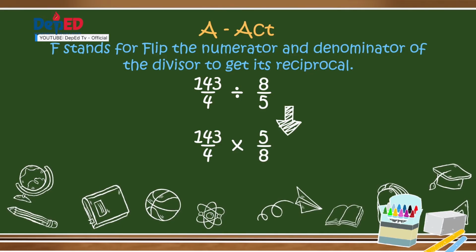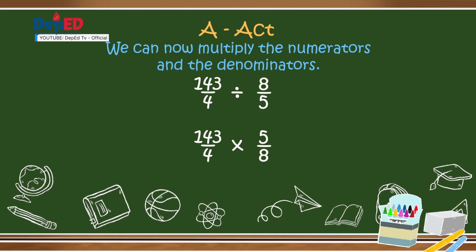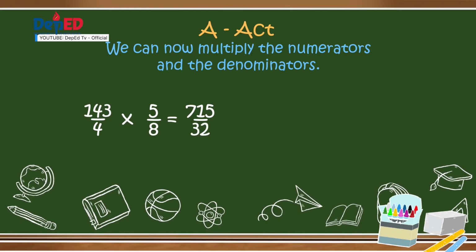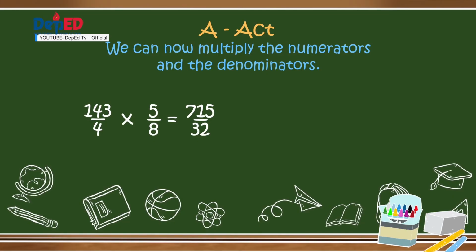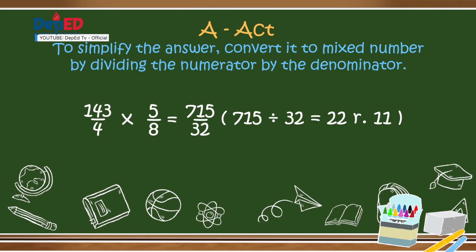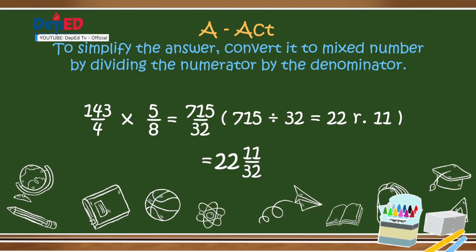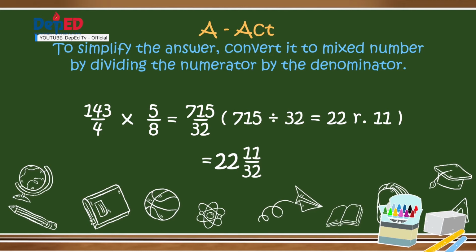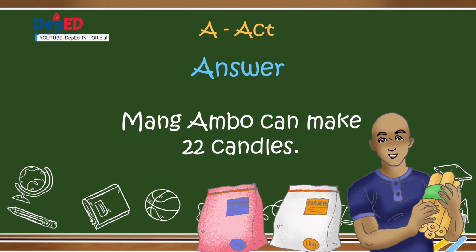Since we cannot apply the cancellation method because there is no possible pair of numerator and denominator to be cancelled or reduced, we can now multiply the numerators and the denominators. 143 times 5 equals 715. 4 times 8 equals 32. We have 715 over 32. To simplify the answer, convert it to a mixed number by dividing the numerator by the denominator. 715 over 32 is equal to 22 and 11 over 32. But since the problem asked for the number of candles, Mang Ambo can make 22 candles.